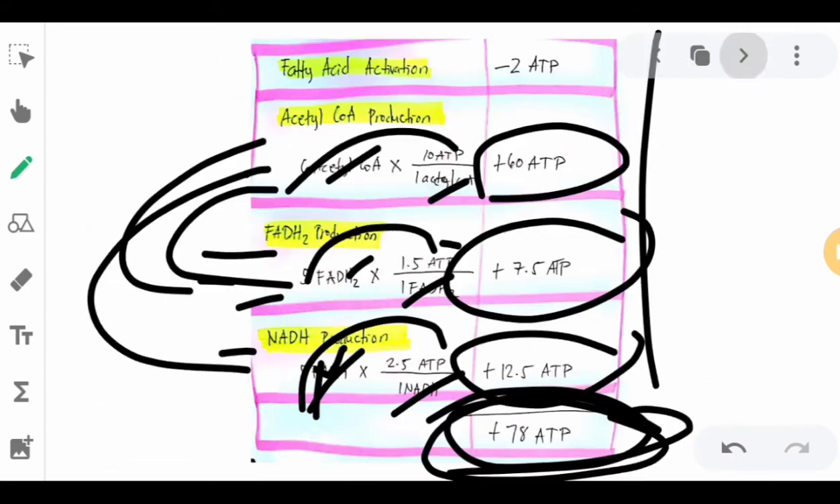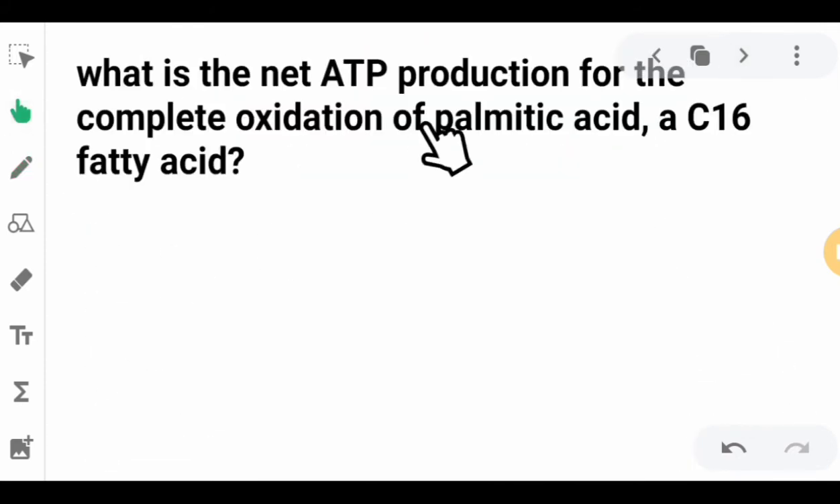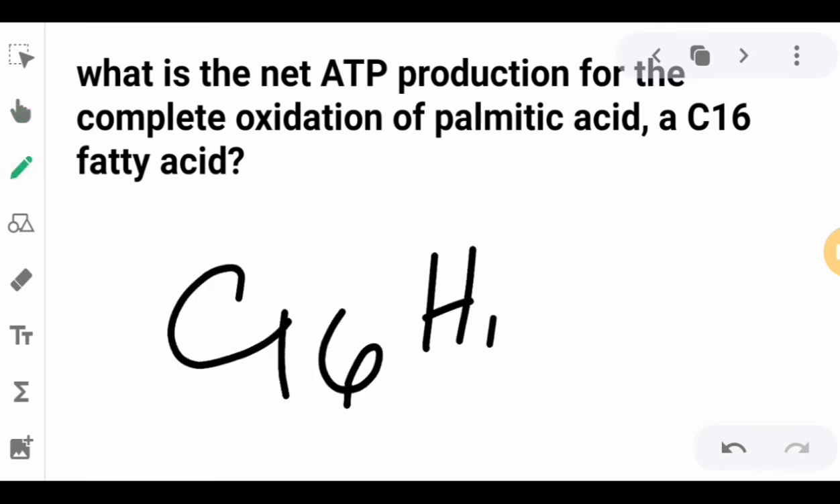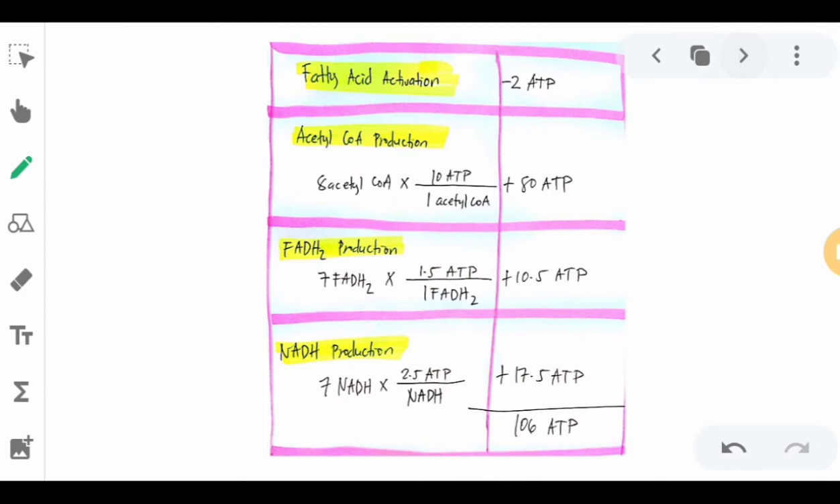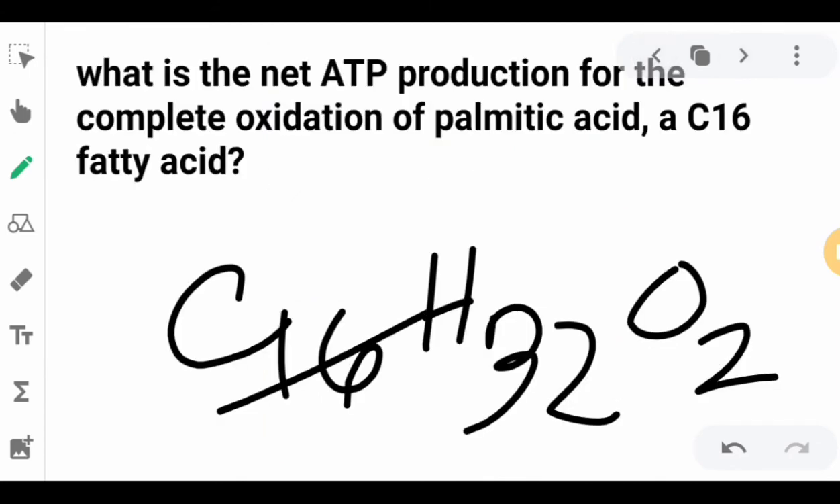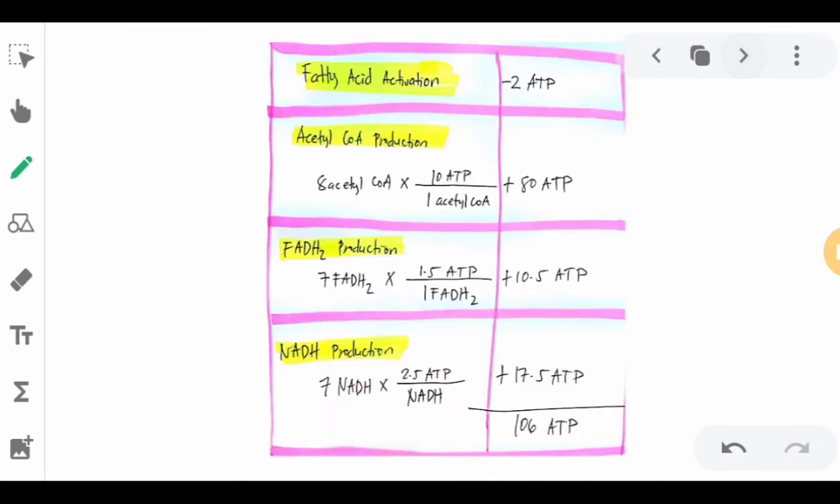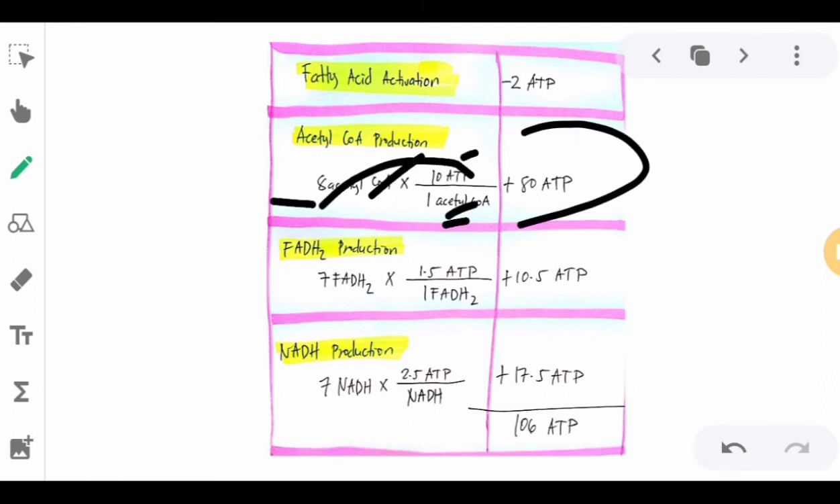And then let us have another example. What is the net ATP production for the complete oxidation of palmitic acid? This one is a 16-carbon fatty acid. The chemical formula of that is C16H32O2. Okay. So, how many acetyl-CoA will be produced? So, that is half of this one. Okay. So, that will be 8. There will be 8 acetyl-CoA. And 1 acetyl-CoA is equivalent to 10 ATP. So, cancel the units. 8 times 10, that will be 80 ATP.